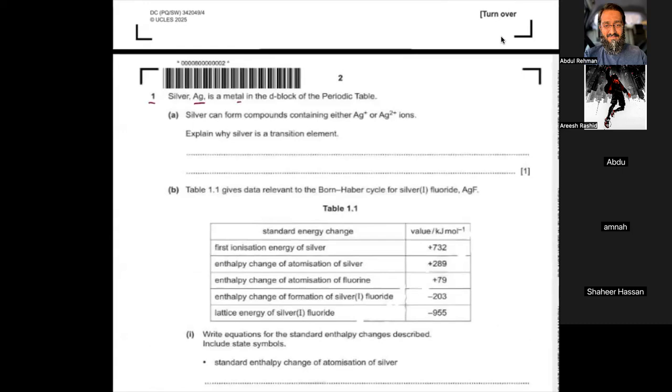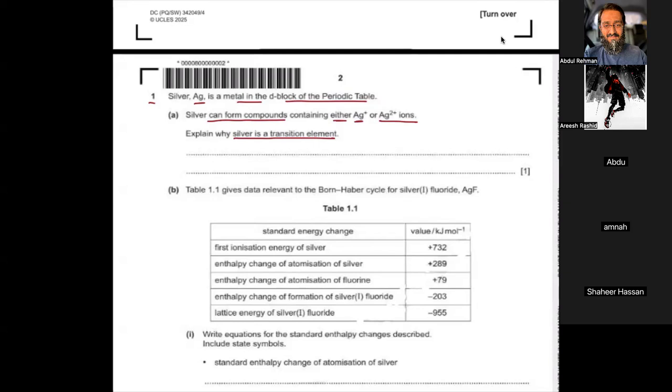Silver, Ag, is a metal in the d block of the periodic table. Silver can form compounds containing either Ag+ or Ag2+ ions. Explain why silver is a transition element. So, if you recall the conditions to be a transition element, the one which has an incomplete d subshell, and that incomplete d subshell when it exists as an ion.